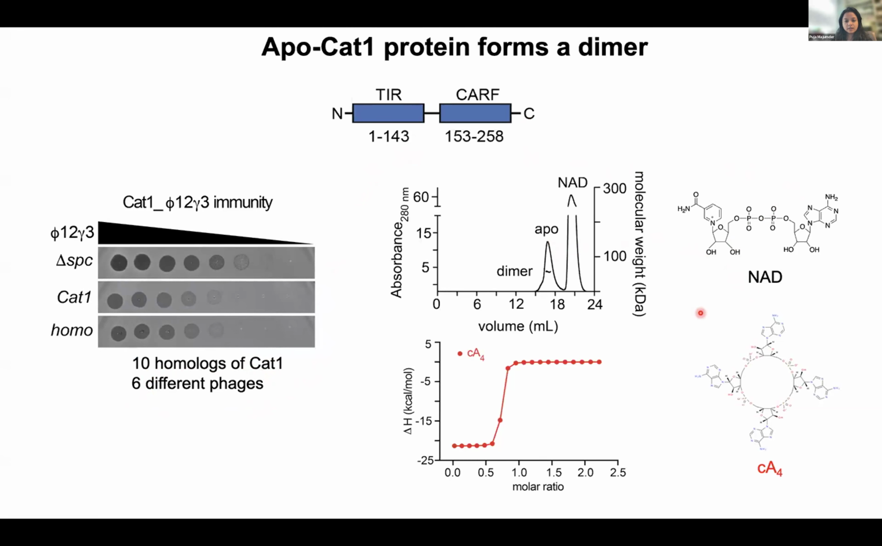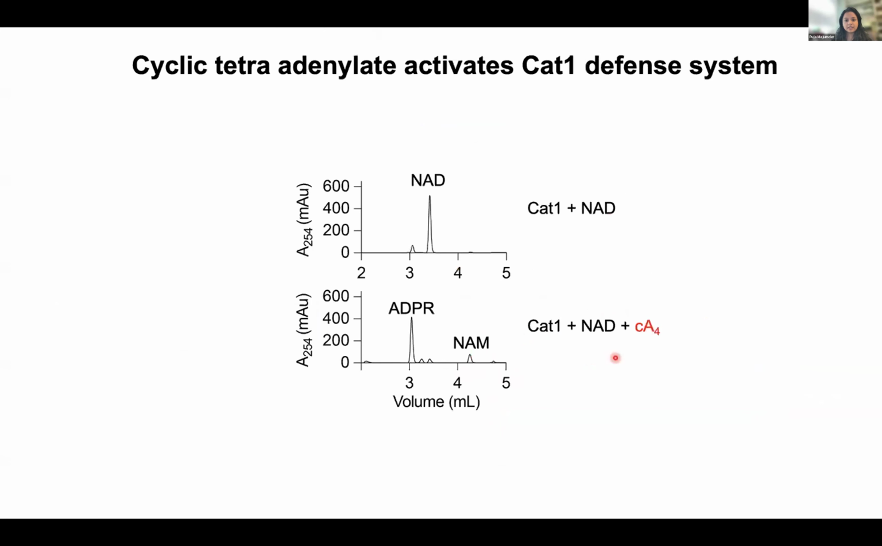Next, we wanted to screen which cyclic RNA molecule can be the activator of this system, and we screened a whole library of cyclic RNAs. We found that cyclic tetra-adenylate binds to this protein very tightly. Then we verified that cyclic tetra-adenylate is indeed the activator of this system, because in the presence of cyclic tetra-adenylate, CAT1 can convert NAD to ADPR and NAM.